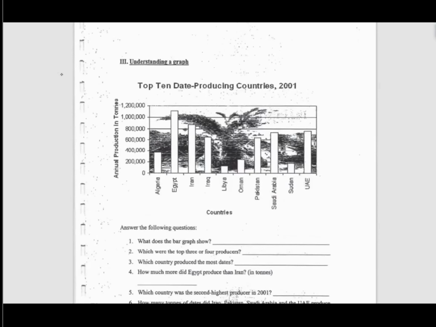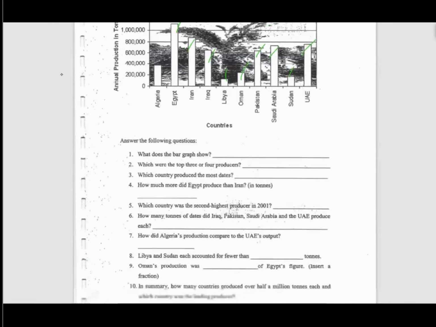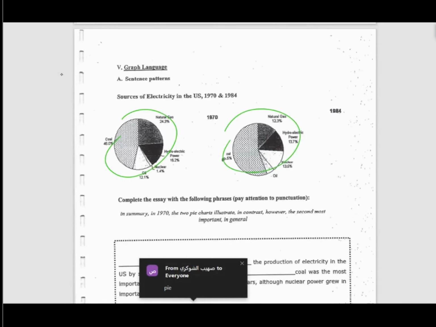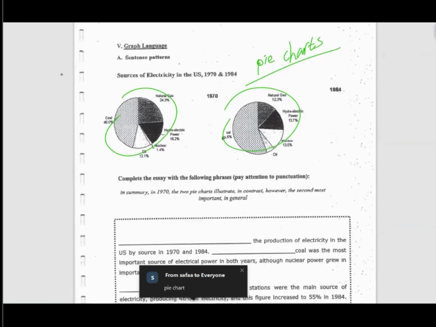It can be a bar graph. These are bars. It contains bars, so that's why it's called a bar graph. All right? It can be also, what's this? What are these? Pies, very good. So pie charts. Can be pie chart. Right?